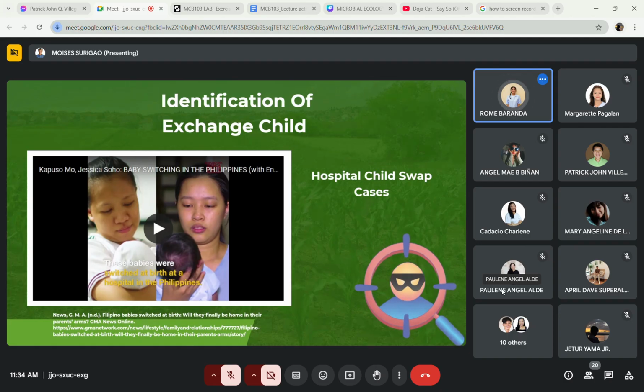So that is proof that the baby was not her child. And the other mother who gave birth at the same time was also tested, and hers was negative too. So the babies were switched back and returned to their rightful parents. And the hospital was actually sued. So for hospital child swap cases, when two newborns are accidentally switched in hospitals, DNA testing can be used to confirm the identities and ensure that they are returned to their biological parents.